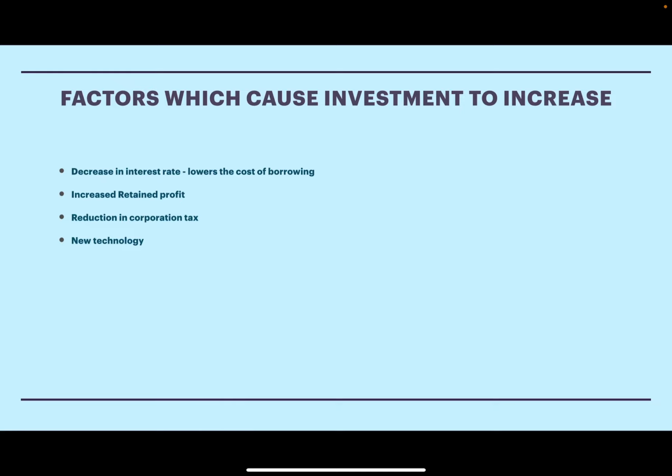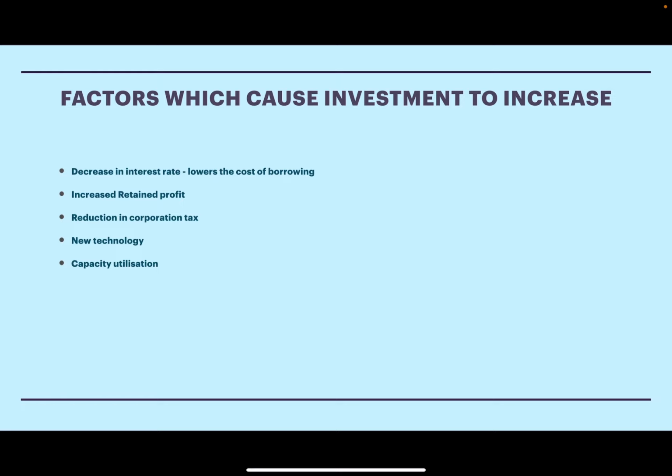New technology. So one of the things that businesses invest in is new technology. So if there's some new technology that comes out that they really want and that's going to improve their overall productivity, then they're more likely to spend that money on investment, perhaps even if the interest rates are high, because that technology is worth it. So if there's some new technology and they want it to better their products or be better than their competitors, then they're more likely to invest.